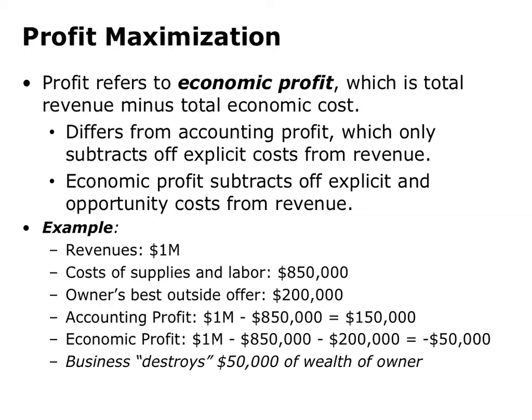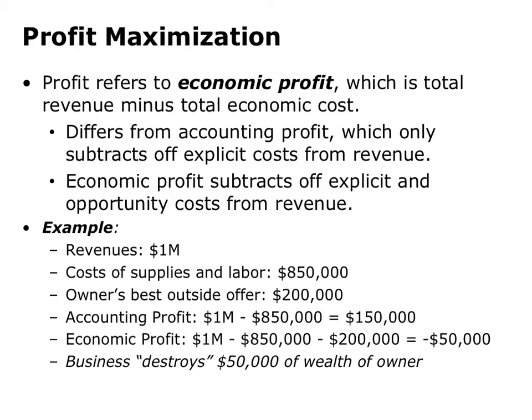Economic profit, on the other hand, takes the revenue and subtracts both explicit and implicit costs. Here, the economic profit is a negative $50,000. We can call that a $50,000 loss. So here we see that this firm makes a positive accounting profit, but makes a negative economic profit.